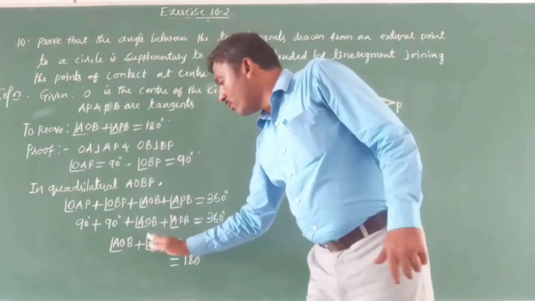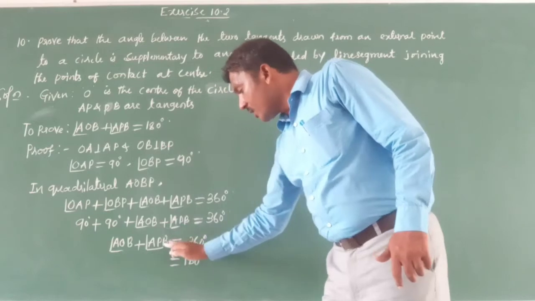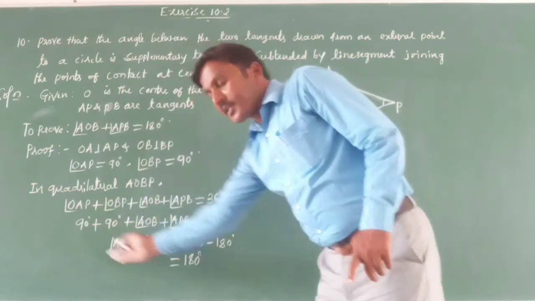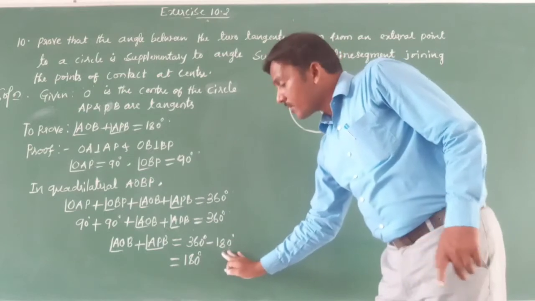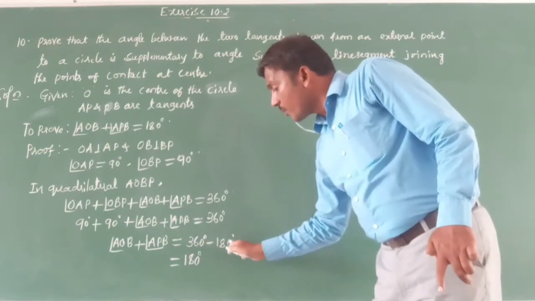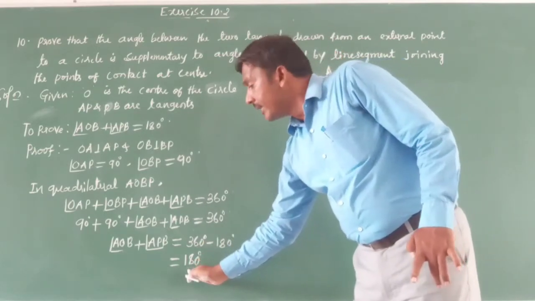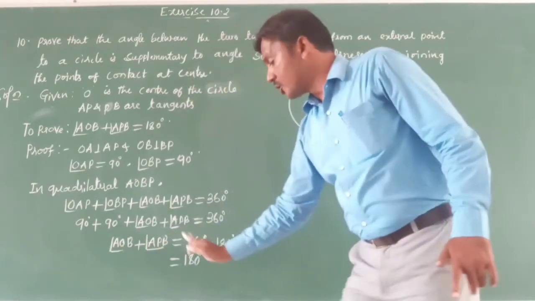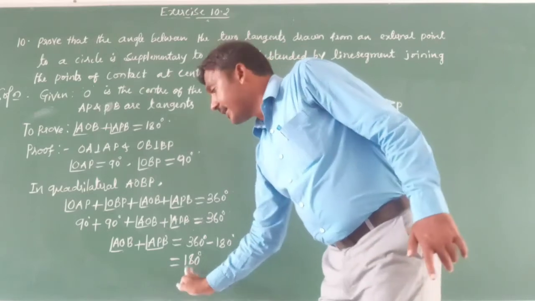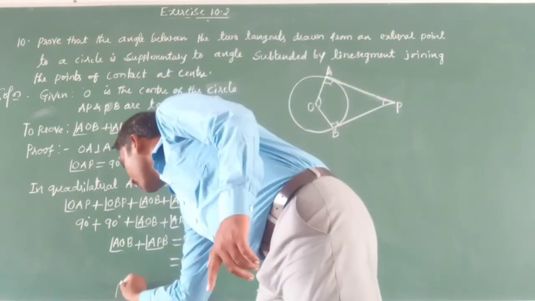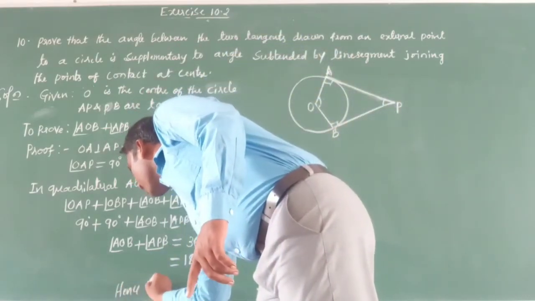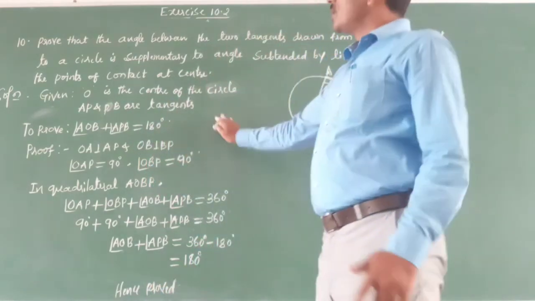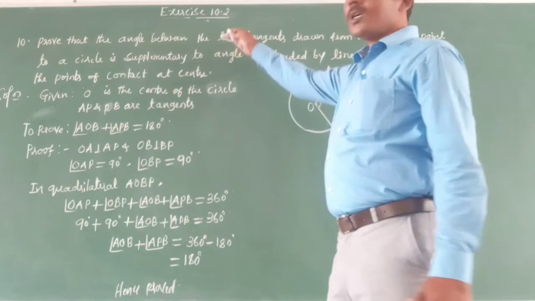Angle AOB plus angle APB, keep here only 360 degrees minus 90 plus 90 is 180. Transpose to RHS, that gives us minus 180. 360 minus 180 is equal to 180 degrees. Therefore, angle AOB plus angle APB is equal to 180 degrees. This only we need to prove. After that, you have to write hence proved. This is the proof for the question.